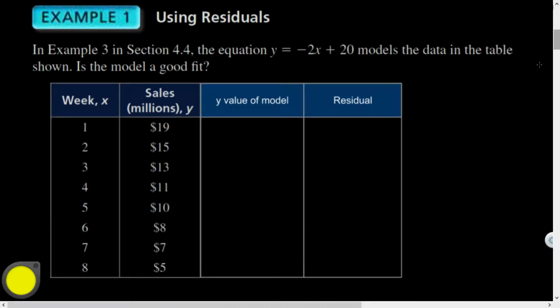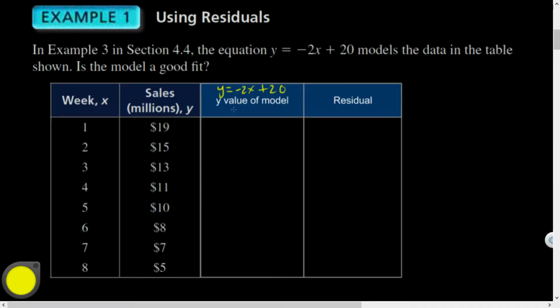So here we go. Example 1. In example 3 yesterday, we might have had the equation y equals negative 2x plus 20 that modeled this data, okay? So if I have y equals negative 2x plus 20, we'll do this on paper first, and then we'll do this digitally. And here, stop playing with my books and follow along, gentlemen. So let's find what these residuals are.